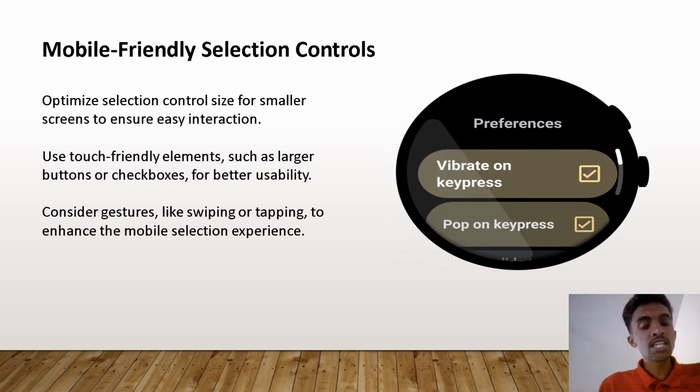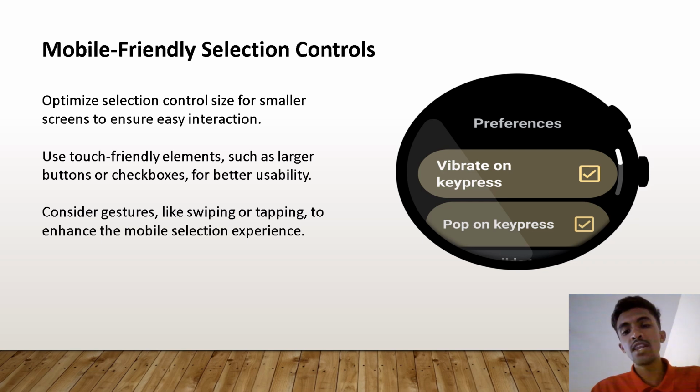Mobile friendly selection controls. Optimize selection control size for smaller screens to ensure easy interaction, and also use touch-friendly elements such as larger buttons or checkboxes for better usability. Consider gestures like swiping and tapping to enhance the mobile selection experience.